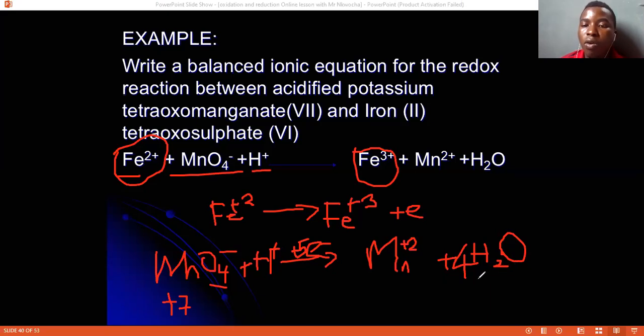How many hydrogen do I have here? 8. 4 times 2 is 8. How many do I have here? 1. Just put your small 8 here.